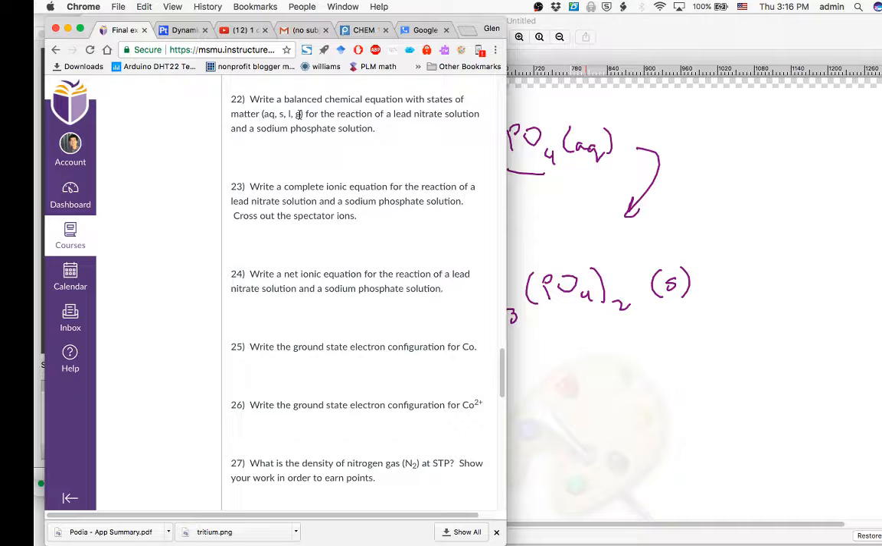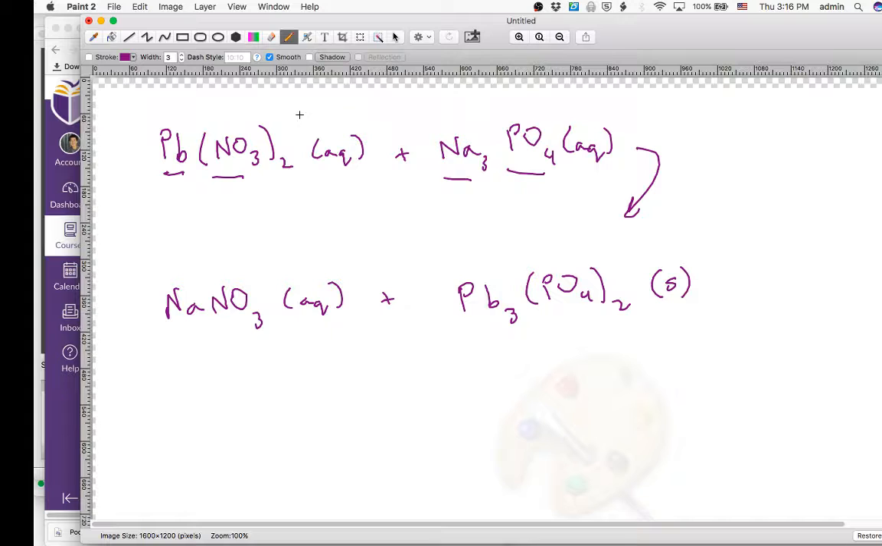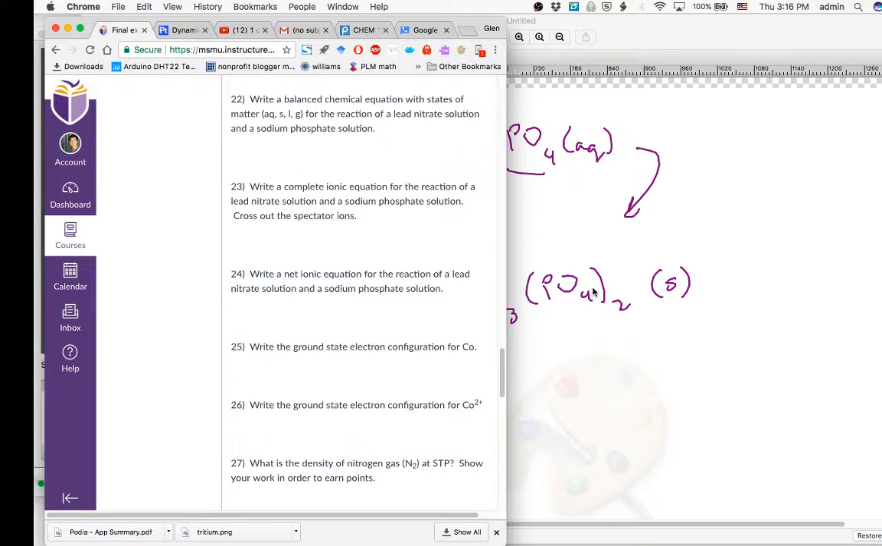Okay, now number 23. I'm going to use the same equation and write the complete ionic equation for it. Remember this? Everything that's AQ gets separated. So first, oh wait, I'm sorry. I didn't balance this. So this is not correct until you balance it. I'm sorry about that. So I got 3 leads. Now I have 3 leads here. I got 6 nitrates. So 6 nitrates, 6 sodiums. Okay, now it's balanced. So this is the correct answer for problem number 22.